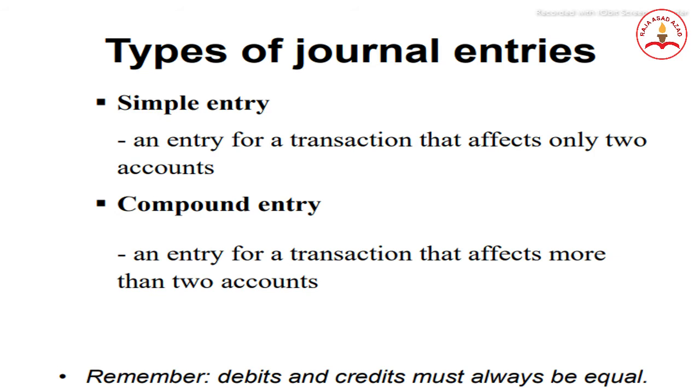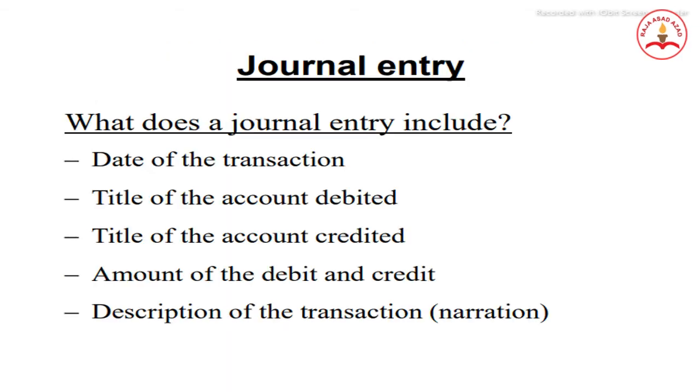The types of journal entries are simple entry and compound entry. A simple entry is an entry for a transaction that affects only two accounts. A compound entry is an entry for a transaction that affects more than two accounts. Remember that debits and credits must always be equal in journal entries.